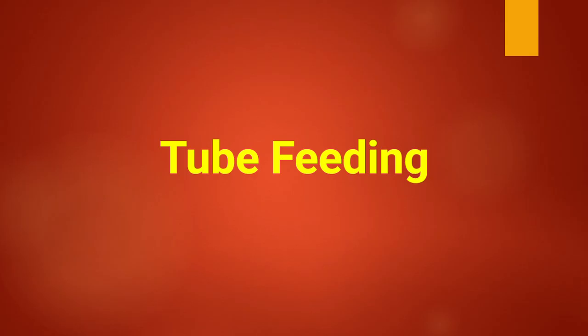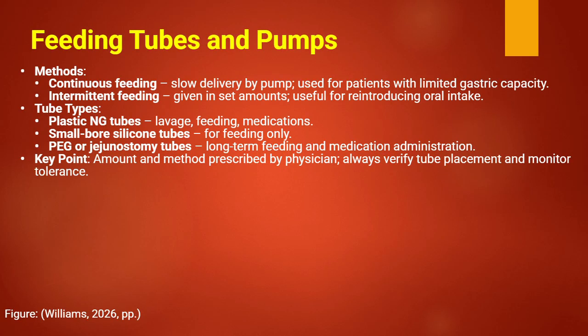Tube feeding. Now let's review feeding tubes and pumps. Tube feeding can be delivered in different ways depending on the patient's condition and tolerance. Continuous feeding is given slowly over many hours, often by a pump, and is helpful for patients who cannot tolerate large volumes of formula at one time, such as those with limited gastric capacity or severe illness. Intermittent feeding is given in set amounts several times a day. This method can help patients who are reintroducing oral feeding or those who can tolerate larger boluses at scheduled times. The physician prescribes the exact amount of formula, which typically ranges from about 240 ml to 360 ml per feeding.